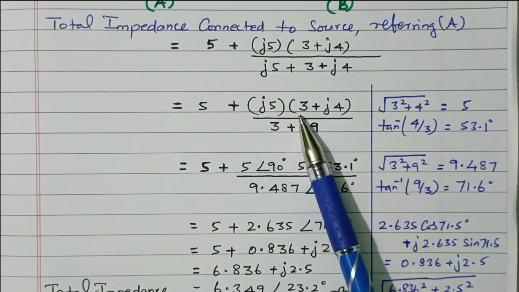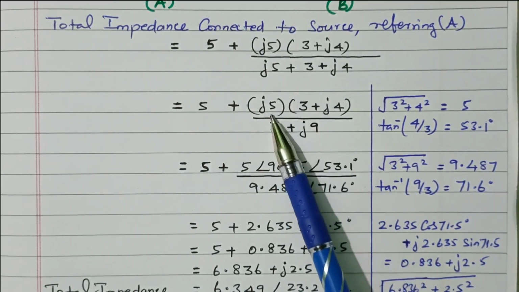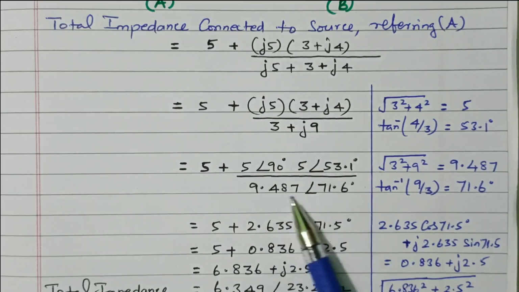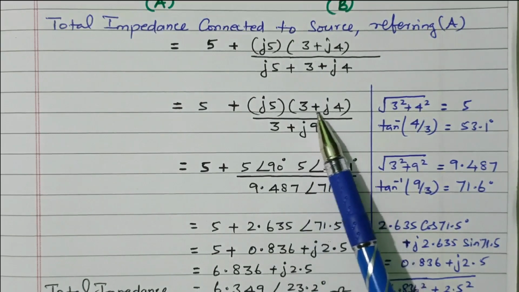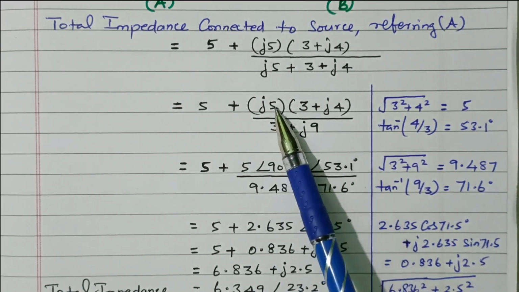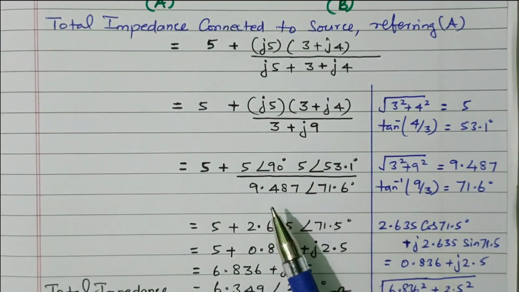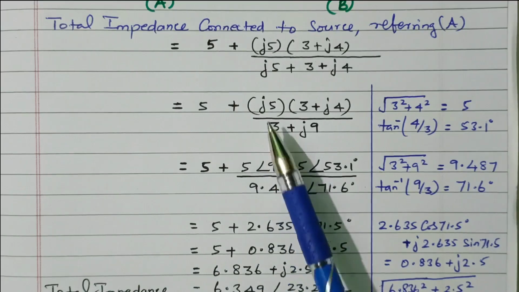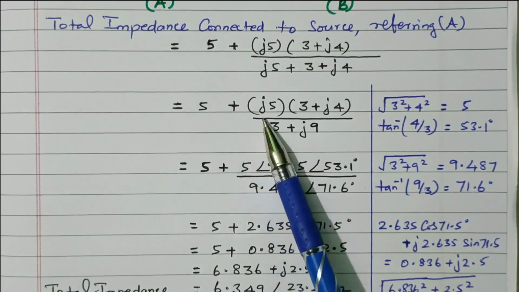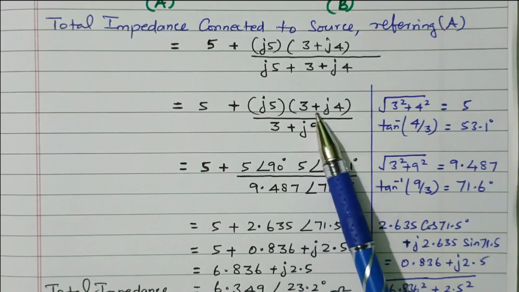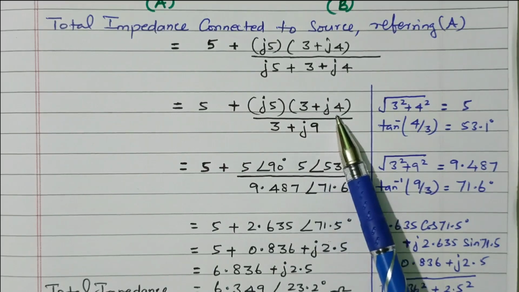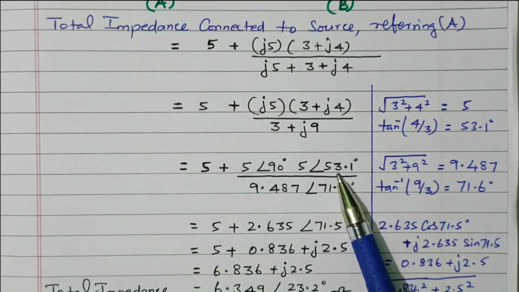Now we have to convert this rectangular form into polar form. For addition, rectangular form is easier. For multiplication and division, the polar form is needed. So the J5 is nothing but magnitude 5, every J refers to 90 degree. J means 90 degree. J square means 180 degree. Right. Then how to convert this rectangular form 3 plus J4?